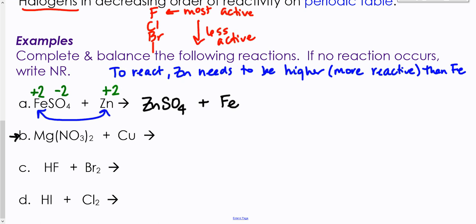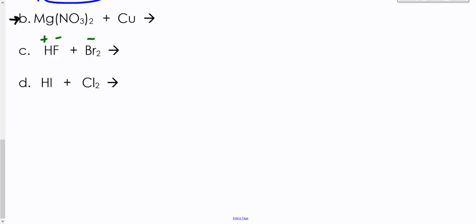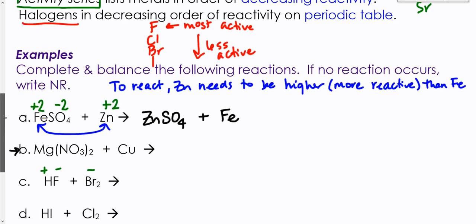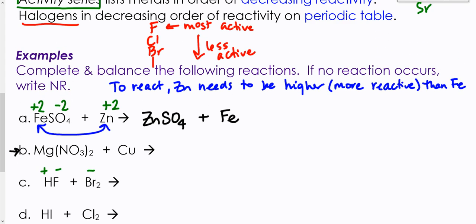But let's jump down to number 3. Let's do the same thing and look at charges. Hydrogen is my cation, fluorine is my anion. Bromine is an anion. It's negative, it's a nonmetal. So here I have to look at that list of halogens, which I wrote in red right above. Bromine needs to be higher than fluorine in order for this to react. And you can see bromine is lower. So that means this will not react.